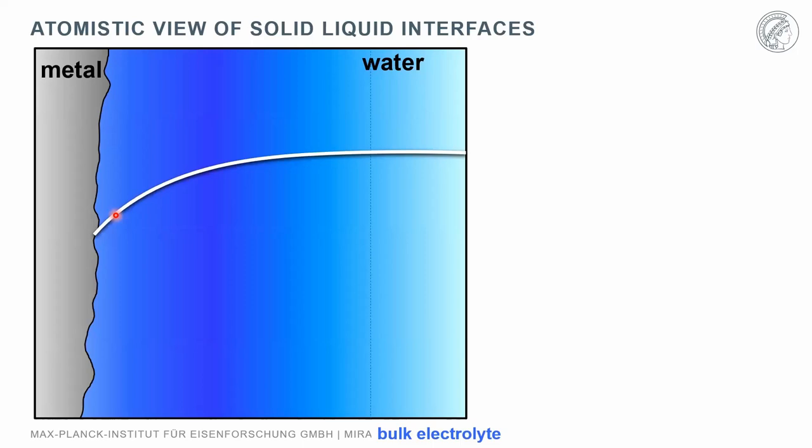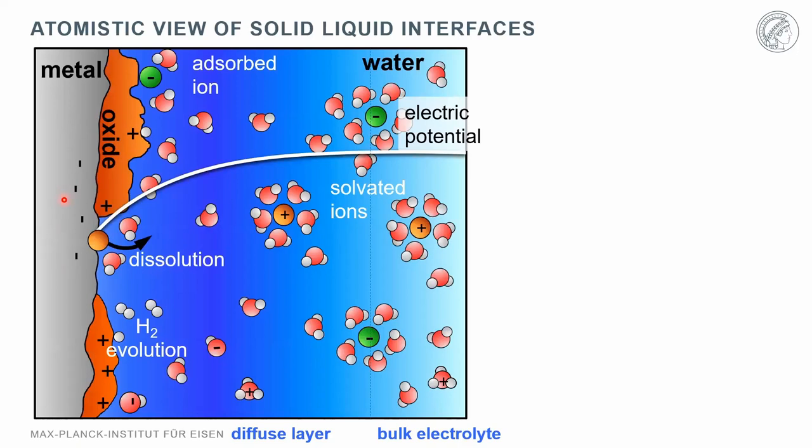And the interface will, of course, react to screen this potential drop and basically get to the bulk solution. Because we're looking at the metal-aqueous interface, the metal has infinite screening, and most of the potential drop is on the aqueous side. When we go to a semiconductor-water interface, it gets more complicated, because there will also be a potential drop or screening on the semiconductor side.